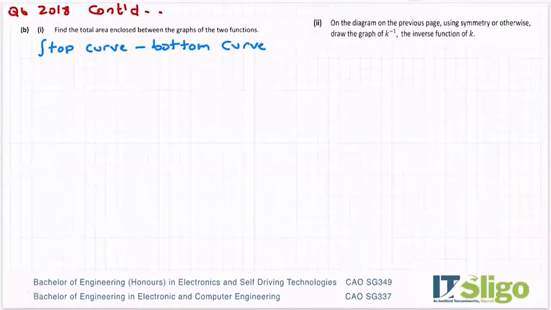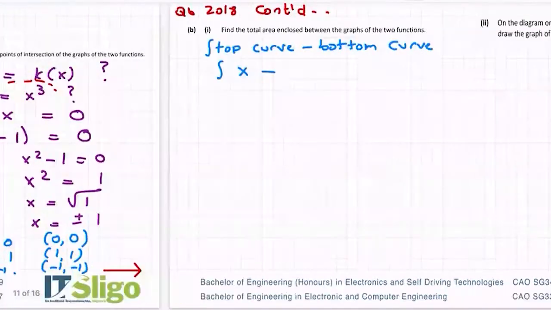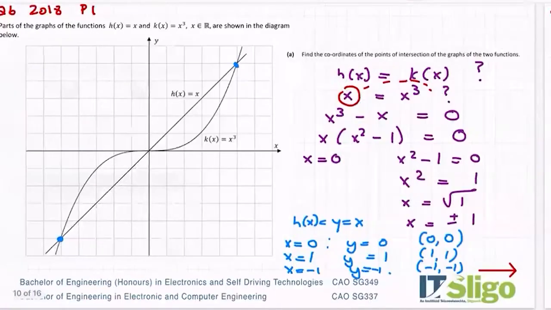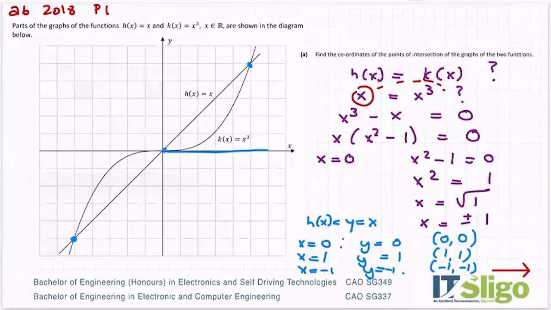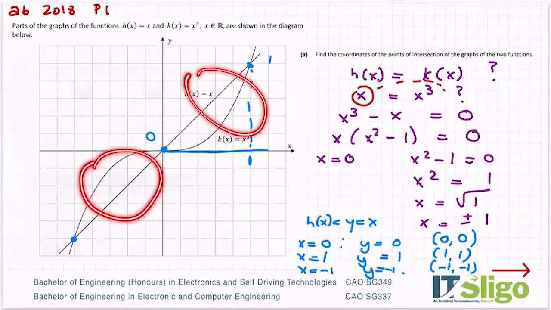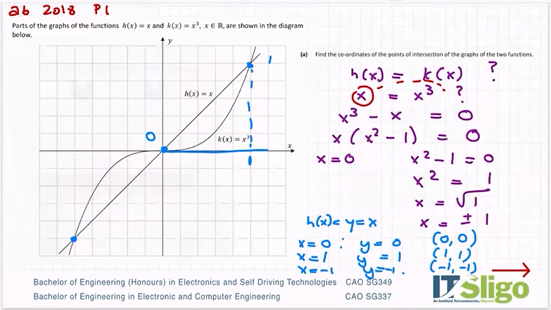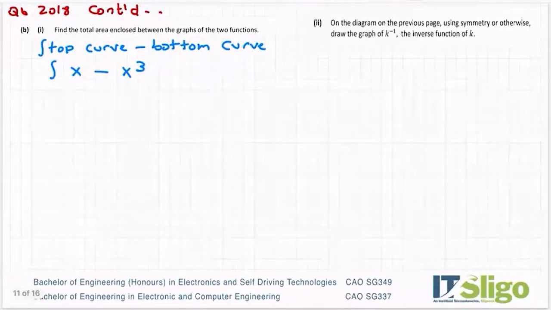So my top curve is x, and my bottom curve is the x cubed one. Okay, where am I integrating between? Well, remember I said it's between the x-axis, so you're going to do between 0 and 1, because that point there is 1. And then we'll multiply our answer by 2 because these are fully symmetrical. So the area down here is the same as the area up here, and that is the best way to do it. So I am going to integrate between 0 and 1, x minus x cubed dx.